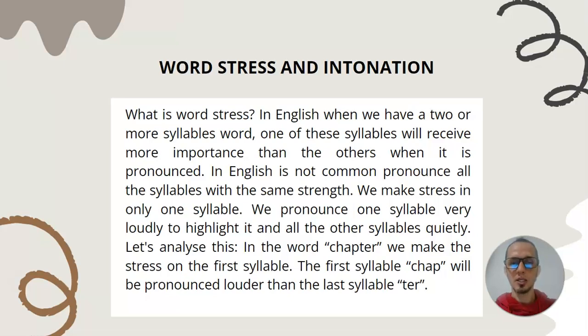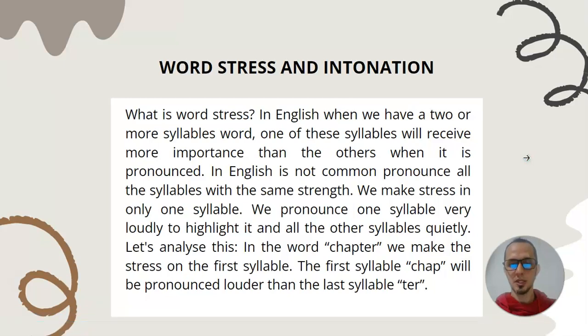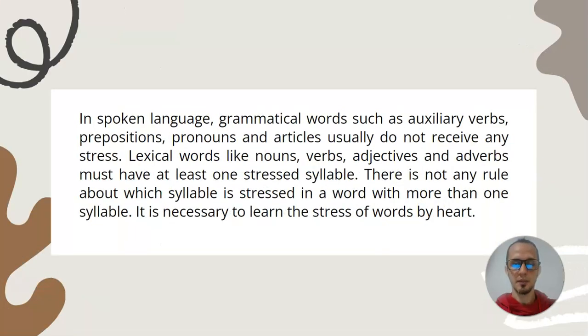In English, it's not common to pronounce all the syllables with the same strength. We make stress in only one syllable. We pronounce one syllable very loudly to highlight it and all the other syllables quietly. Let's analyze this. In the word chapter, we make the stress on the first syllable. The first syllable, chap, will be pronounced louder than the last syllable, ter.